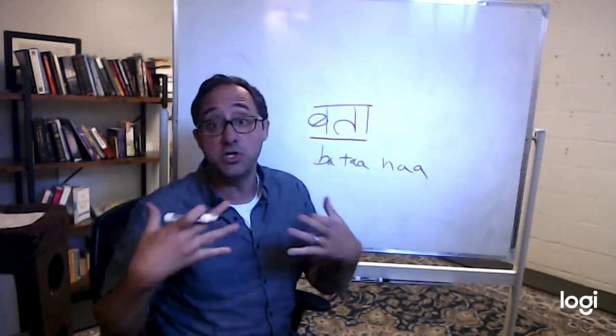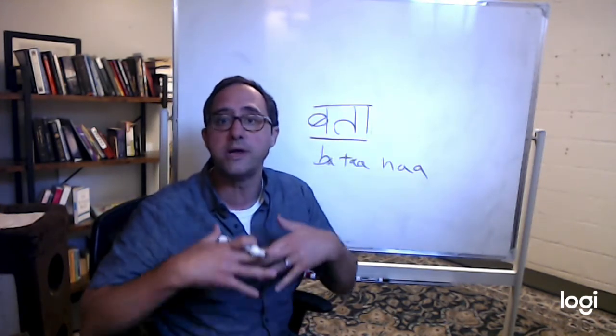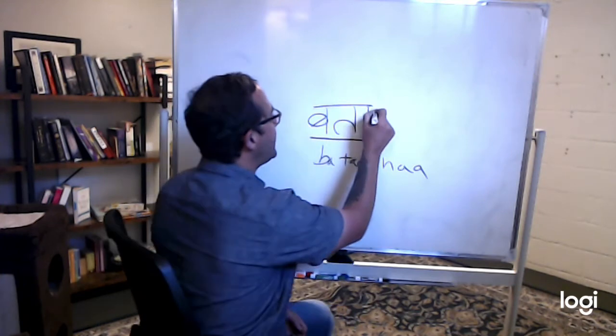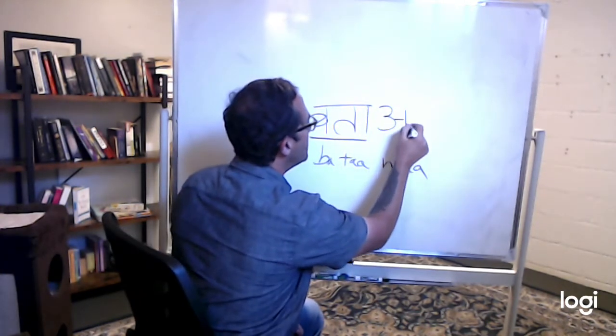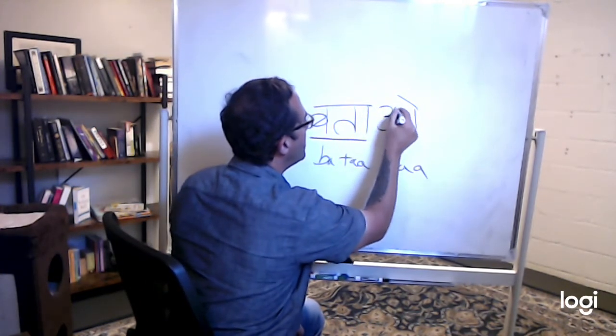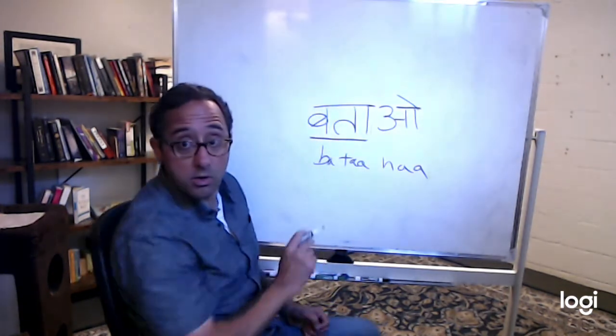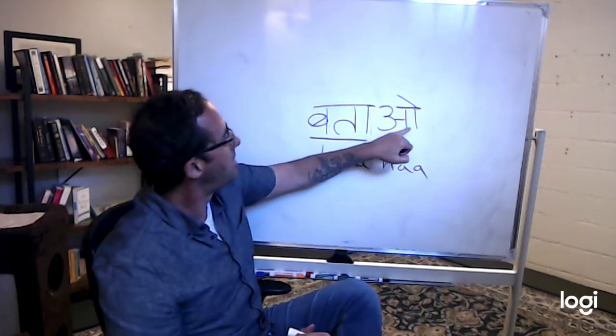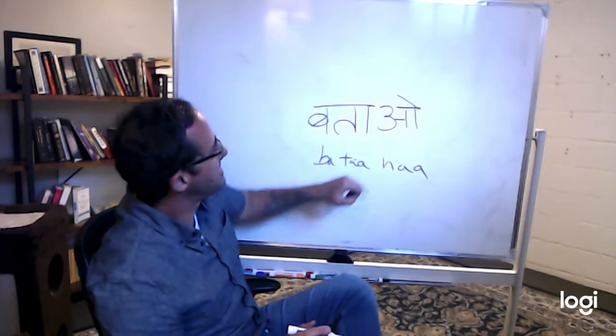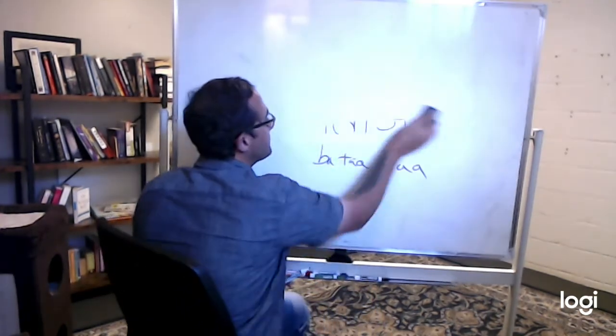The base ends in an a. Well, now we have a new vowel, a vowel after a vowel. We write it all the way out. Bata o. Bata, and my line stops right before the o. Bata o. Batao. Let me show you again.